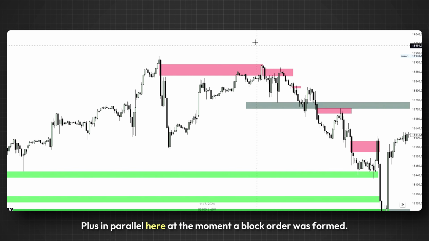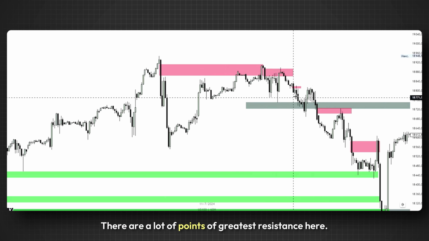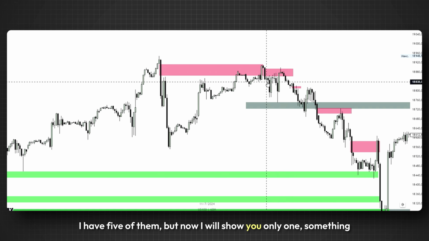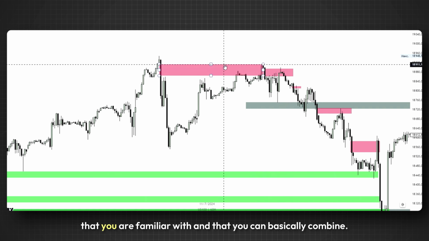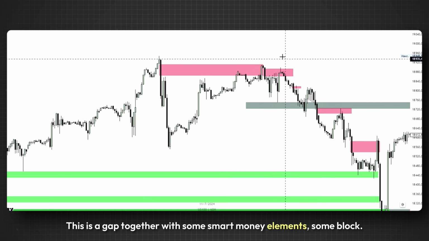Plus, in parallel here at the moment, a block order was formed. There are a lot of points of greatest resistance here. I have five of them. But now I will show you only one, something that you are familiar with and that you can basically combine. This is a gap together with some smart money element, some block.